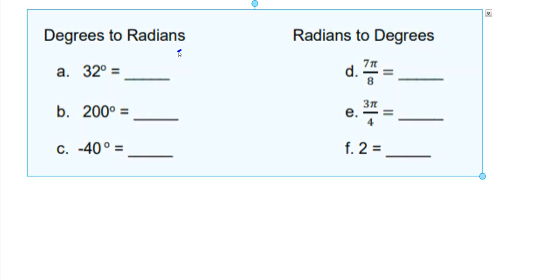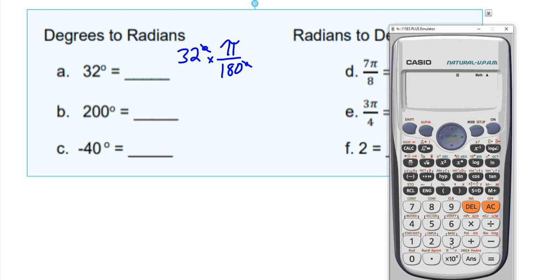32 degrees times, we're trying to get rid of degrees, so put 180 on the bottom and put pi on top. The degrees, not zeros though, those are degree symbols, air quote cancel. So in your handy dandy calculator, I like using the Casio because it will simplify.